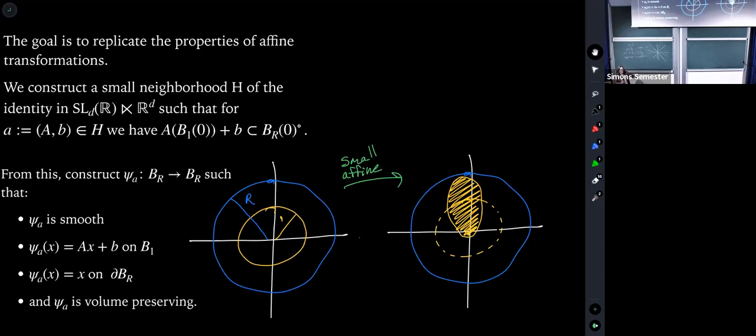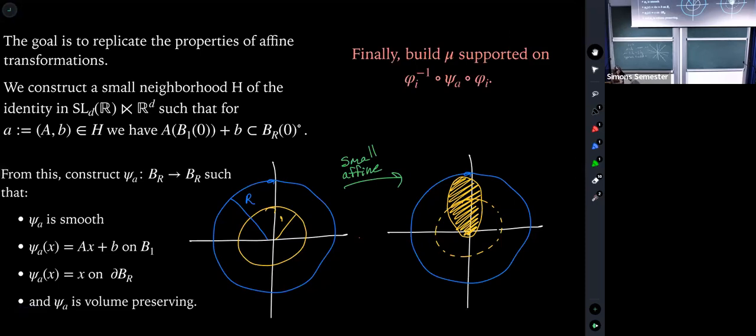And then you use the fact that we're on a ball, and you use the Poincare lemma to sort of pull everything back, compose with a bump function to smoothly interpolate to the identity on the boundary of the ball, and retain the affine transformation on the inside on B1. So this idea is just, again, we're just smoothing the mass out across this ball.